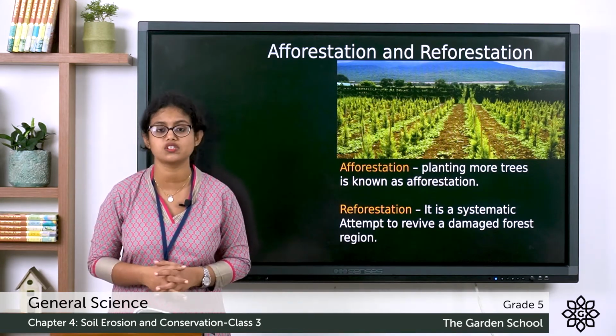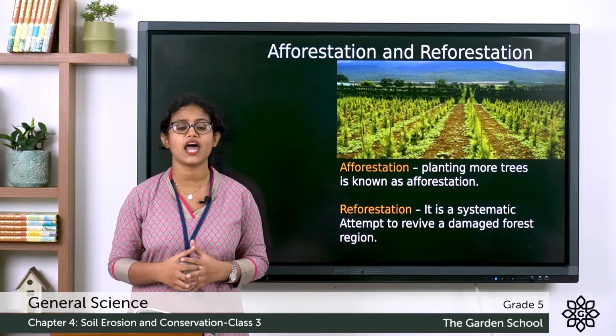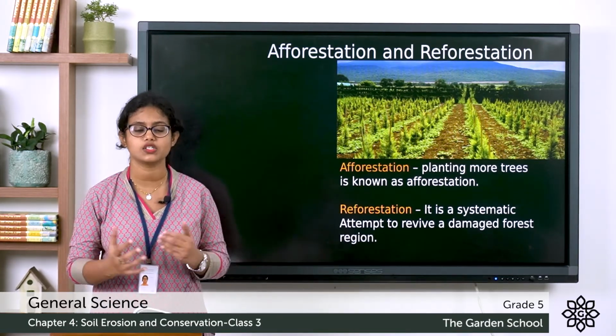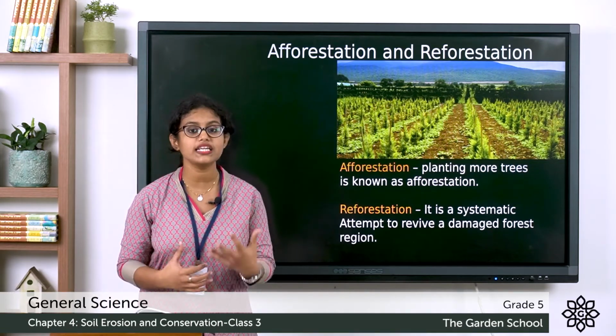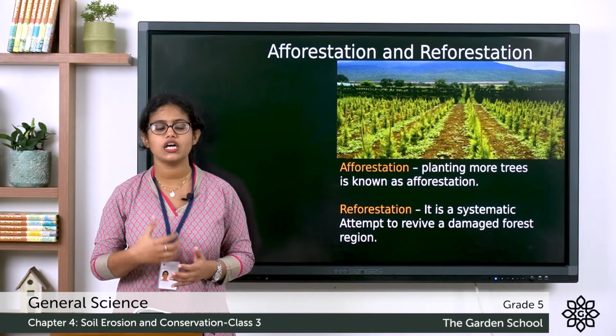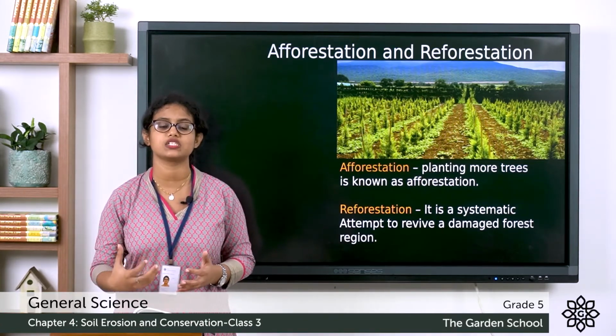So you all know what is a forest. Forest is an area of land full of trees. So afforestation means planting trees. Then what is reforestation? Reforestation means restore. Restore a forest which was damaged.